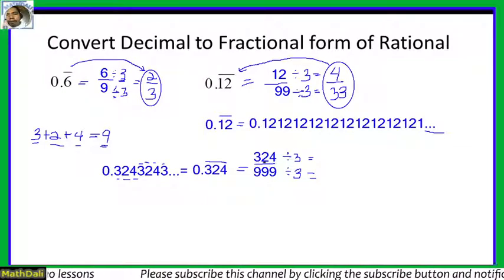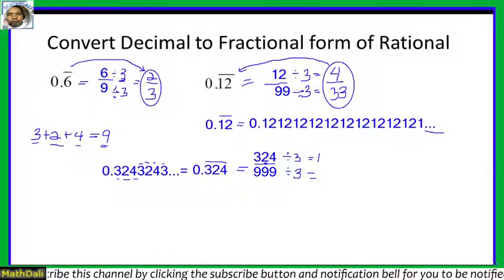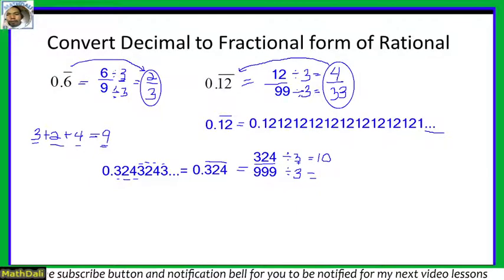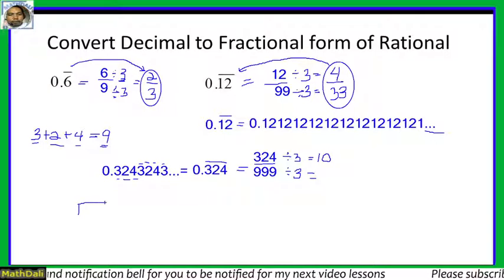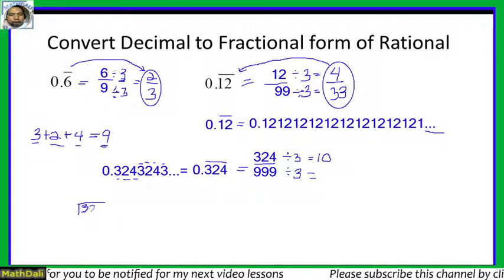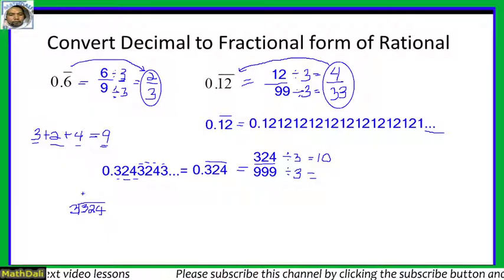3 divide natin sa 3, that is equal to 1. Ilagay ko na dito yung 1. Then we have 2, divide nyo sa 3, that is 0. Lagay ko na nga lang dito, dividend divisor notation natin. 324, divide natin sa 3. So this will be 1.